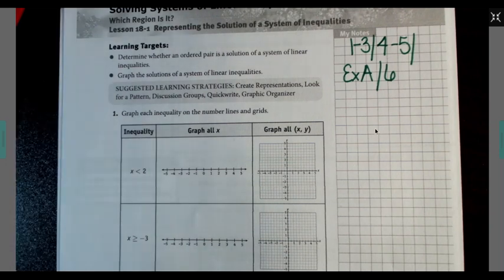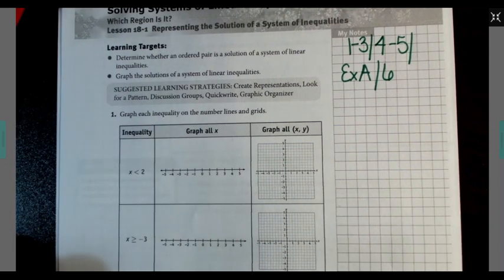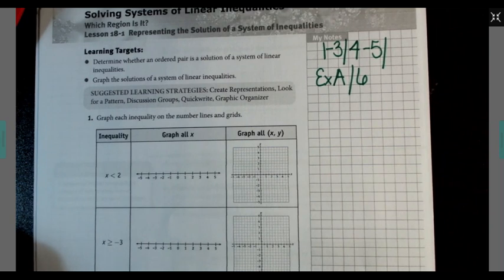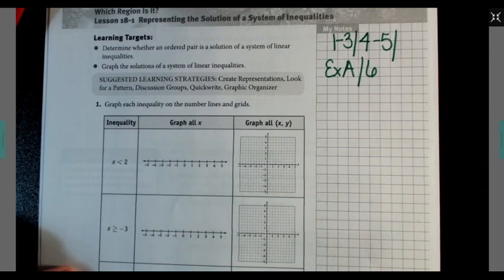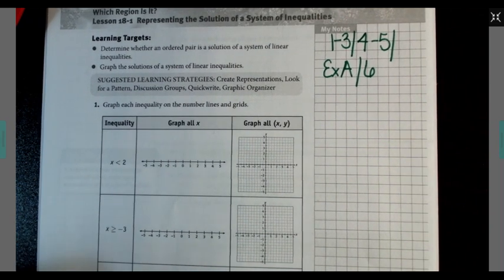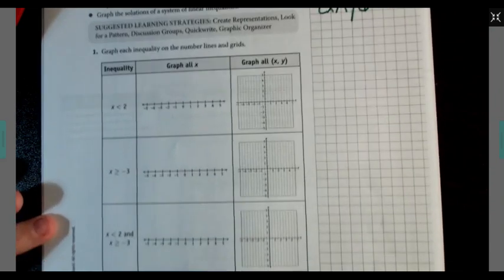Today we will be covering Lesson 18-1, representing the solution of systems of inequalities. We'll be breaking this lesson into 4 separate sections. The first section will cover questions 1 to 3. Then we will cover questions 4 and 5, example A, and then we'll finish out with question 6.